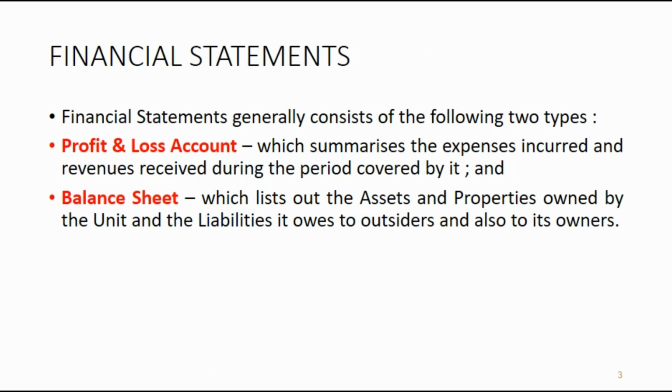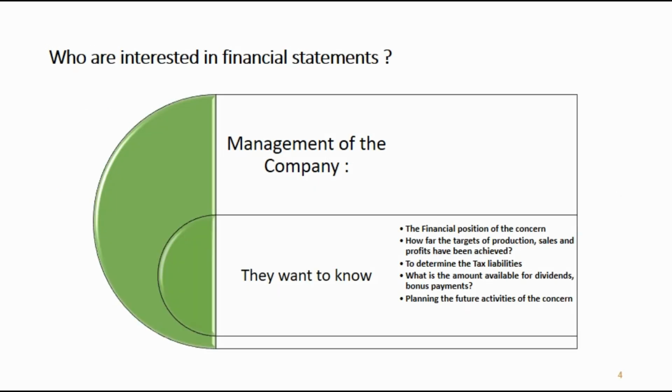Financial statements generally consist of the following two types: profit and loss account, which summarizes the expenses incurred and the revenues received during the period covered by it. Balance sheet is something which lists out the assets and properties owned by the unit and liabilities it owes to the outsider and also to its owners.